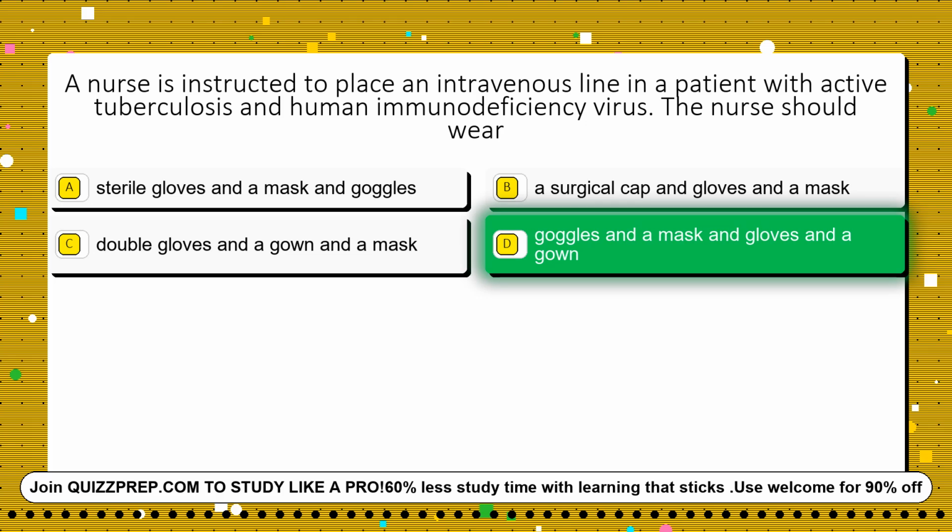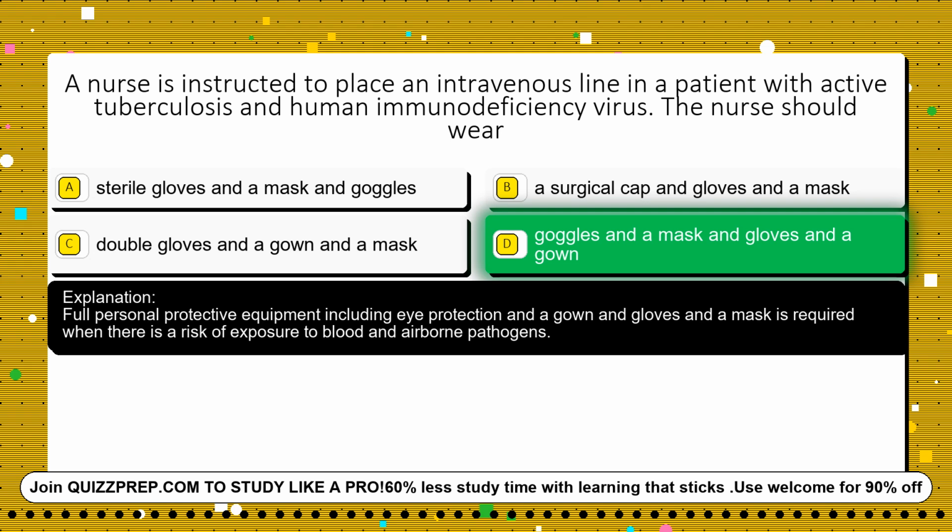The correct answer is option D, goggles and a mask and gloves and a gown. Full personal protective equipment including eye protection and a gown and gloves and a mask is required when there is a risk of exposure to blood and airborne pathogens.